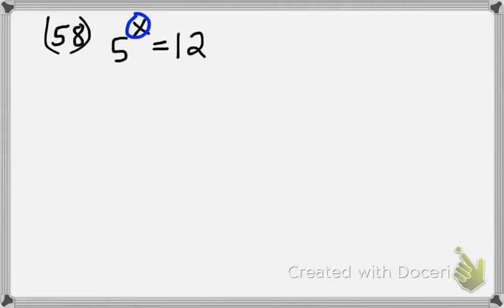Okay, so here we are at 58, and for number 58 and for number 60, these two problems, I'm going to show you a slightly different way to solve it than we did before. It's not a big difference, but it will actually make it a little bit easier for you. Alright, so I have 5 to the x power, which equals 12, and I cannot get to this x because it is an exponential. So to get rid of the exponent, I have to use a logarithm. So what I'm going to do is I'm going to use ln.